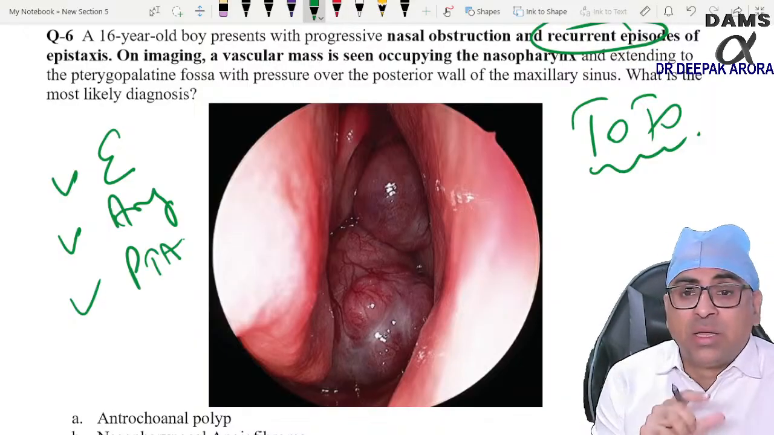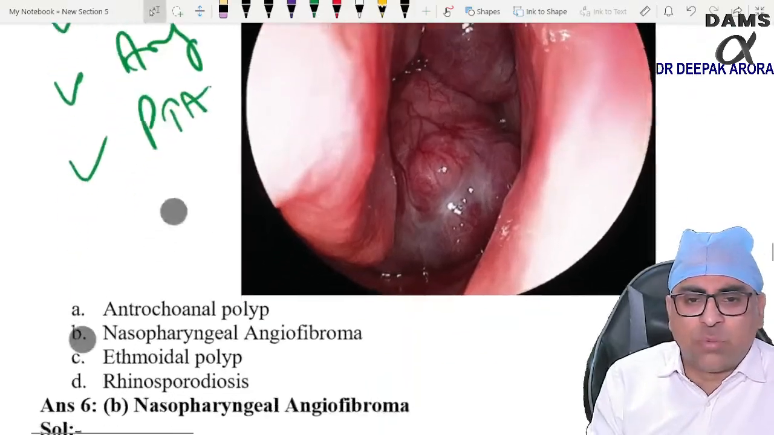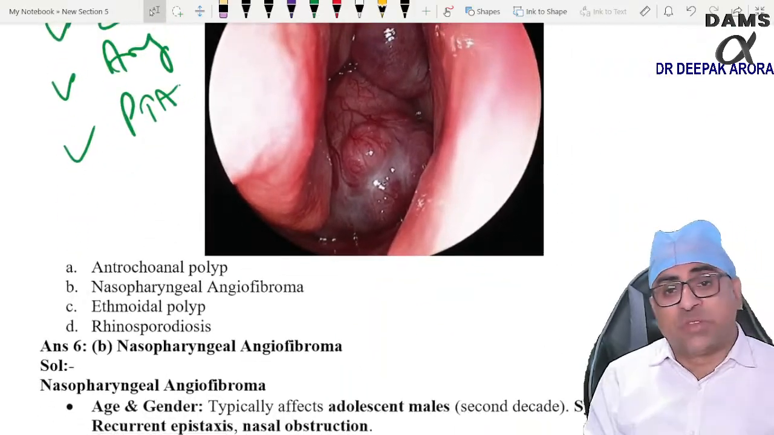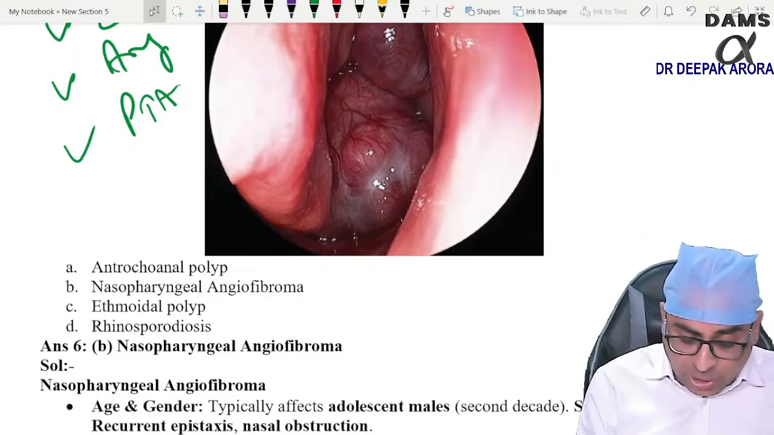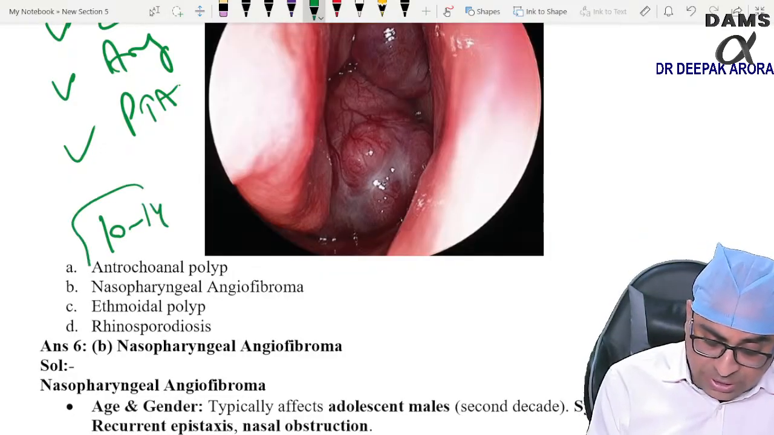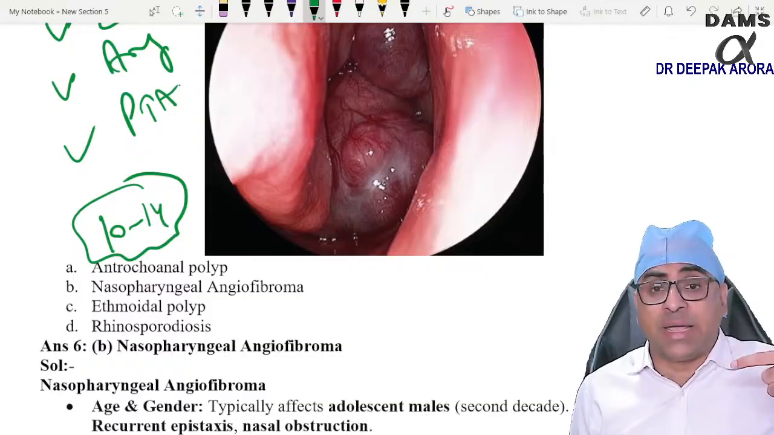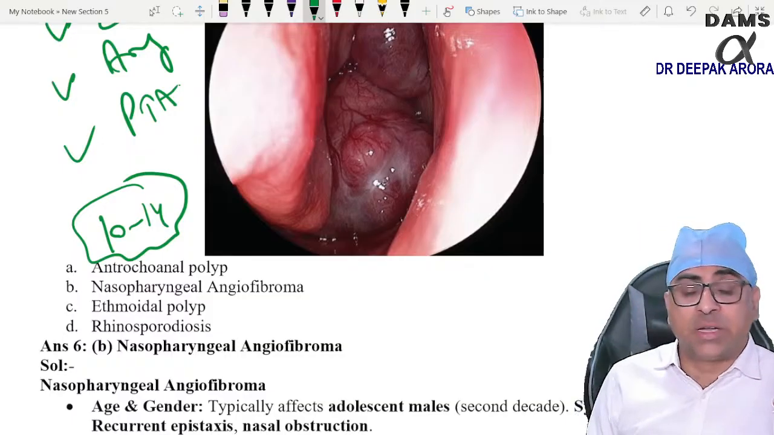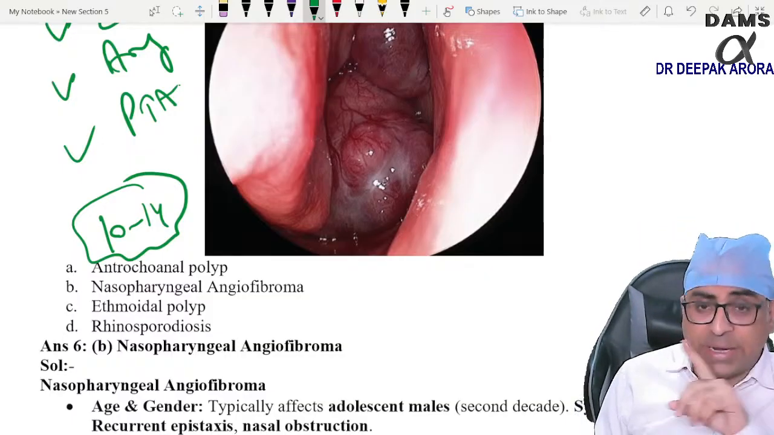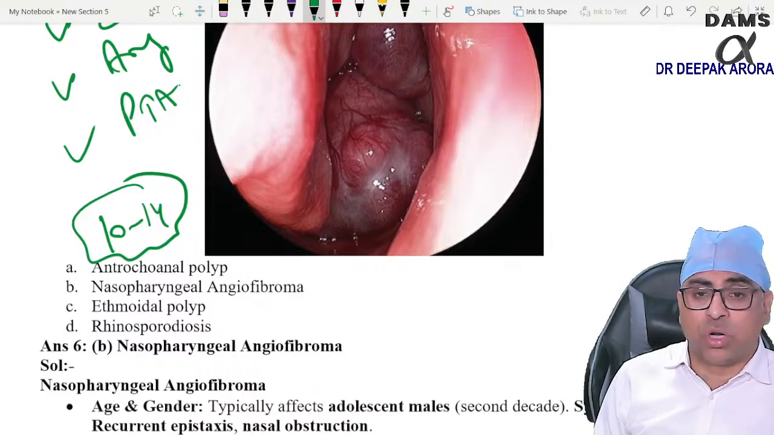So work hard on the important keywords. The answer was here, angiofibroma. Let's crack the other options. Antrochoanal polyp. In my MCQ, if the examiner mentions the age 10 to 14 years, adolescent, A for antrochoanal, A for adolescent, pearly white mass, bleeding not mentioned, I will go for antrochoanal polyp.